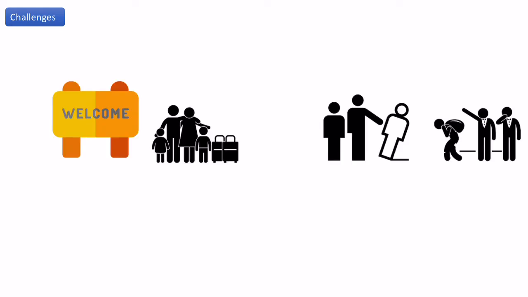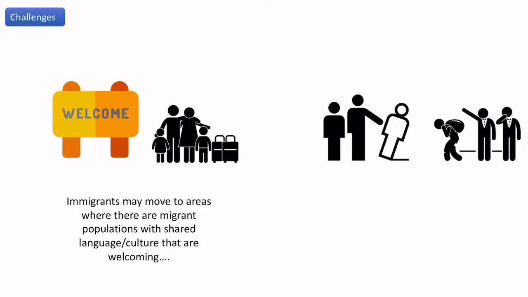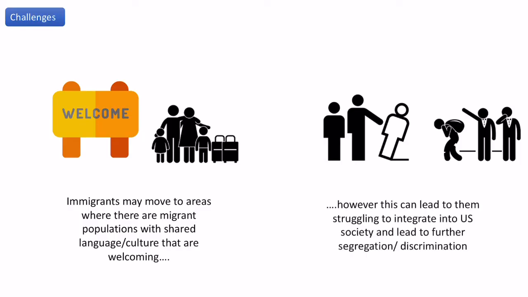One of those challenges is that immigrants, when they come to an area, often find diaspora networks, so people that are already migrants that live there, that potentially have shared language and culture. These places are welcoming. It's easier for them to feel like they can fit in with a certain group. However, by moving to this area, it can create segregation and slight ghettos where you get a concentration of migrants in one area, which means that they struggle to integrate into the wider US society.